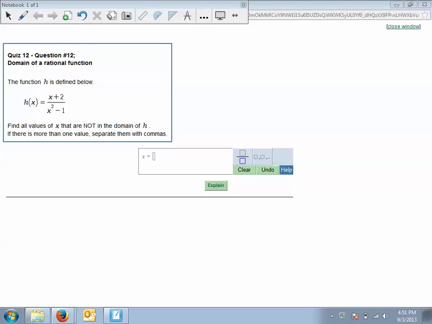So we're talking here about the domain, and whenever we're talking about the domain, it is all of the x values for a particular function. So we want to find all of the possible x values, and the easiest way to find all the possible x values is to figure out which ones do not work.